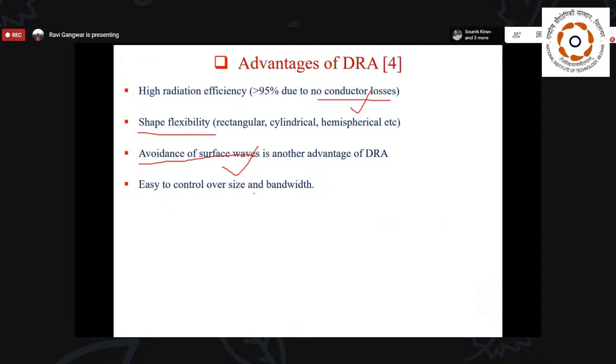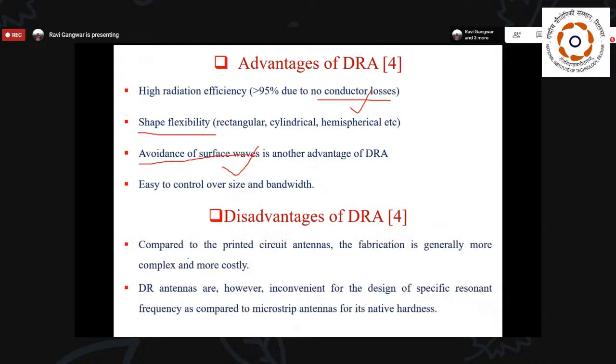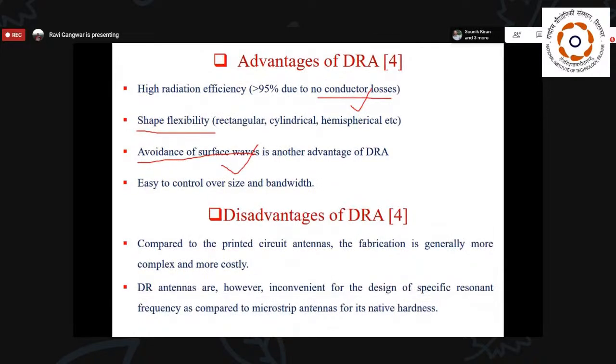And next is easy control over size and bandwidth. Here, as we know, the resonant frequency is a function of shape, size, and material permittivity. So by changing any of them, you are able to control the bandwidth of your antenna. Again, if we go for a comparison, then we can say that this antenna also has some disadvantages with respect to printed circuits.